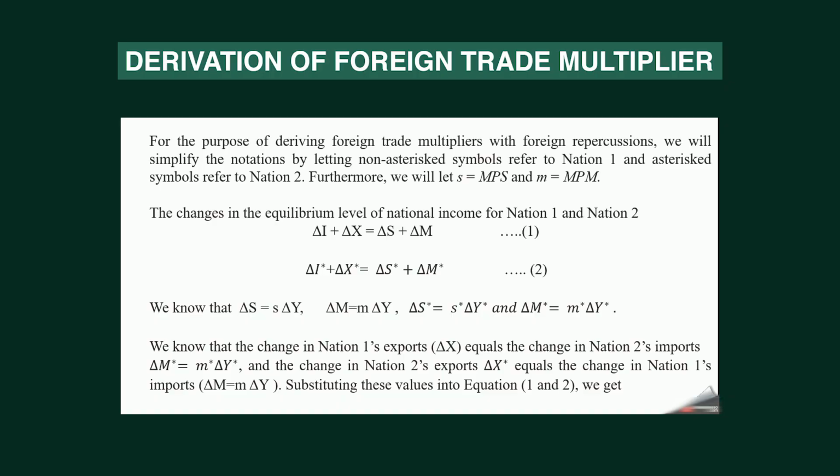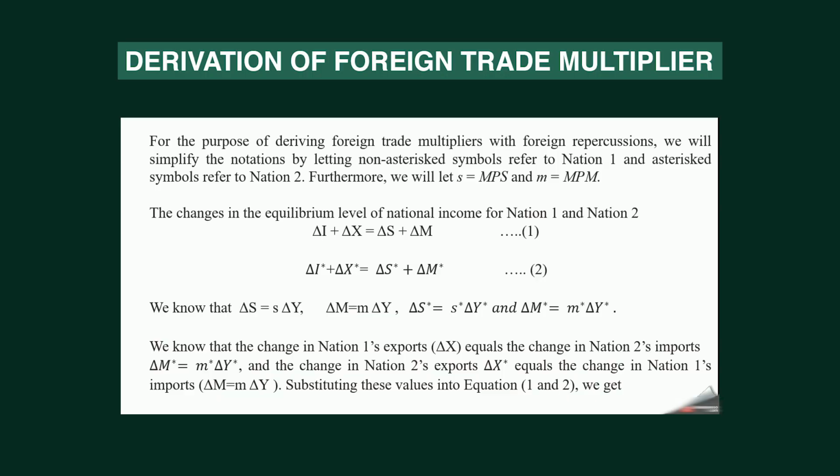And we have taken change from both the sides to derive the multiplier. The first equation here, delta I plus delta X is equal to delta S plus delta M, represents that of a home country. Note, there is no asterisk over there. In equation 2, we find delta I star plus delta X star is equal to delta S star plus delta M star, representing the national income position for country 2.